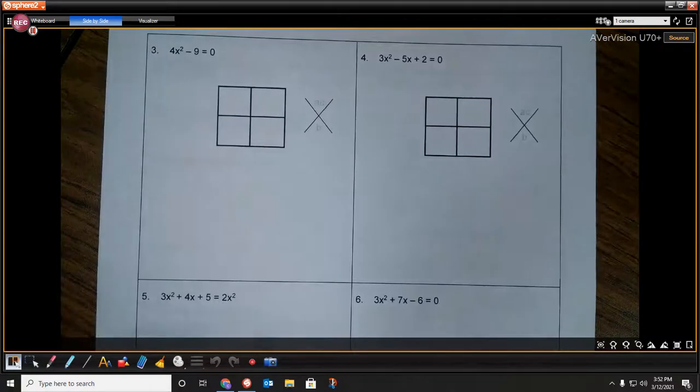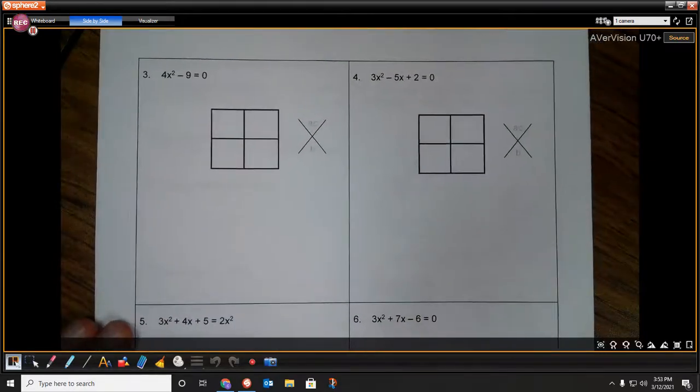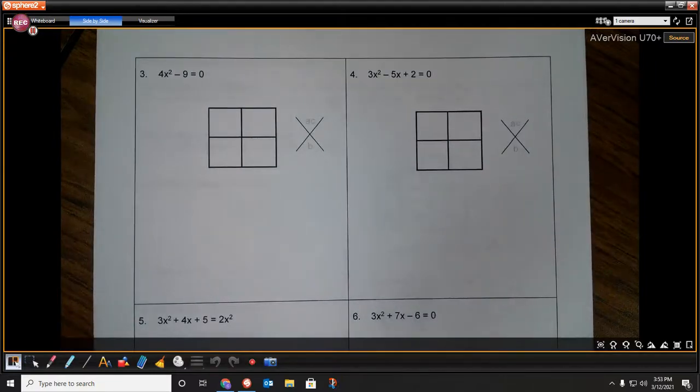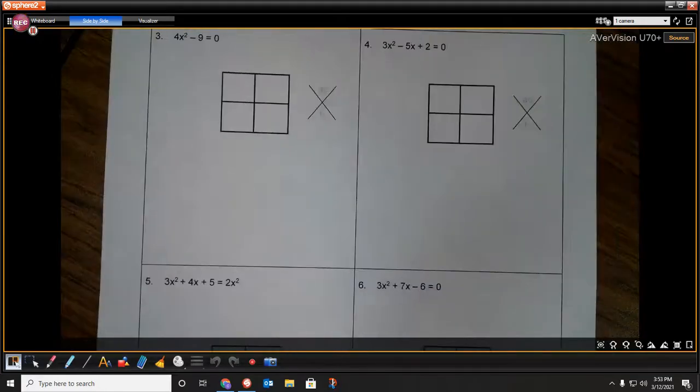So now let's move on to 3 through 6. I do want you guys to try some of these on your own. I'm going to do number 3 and number 5 with you guys. I want you guys to do number 4 and number 6 on your own, and you can check the key for that, all right?